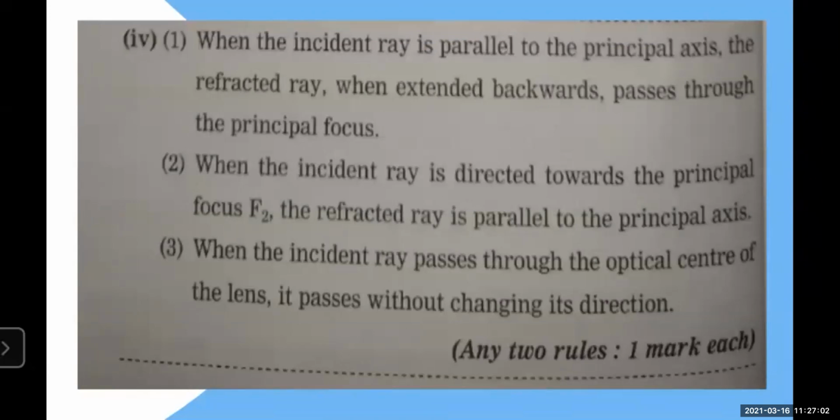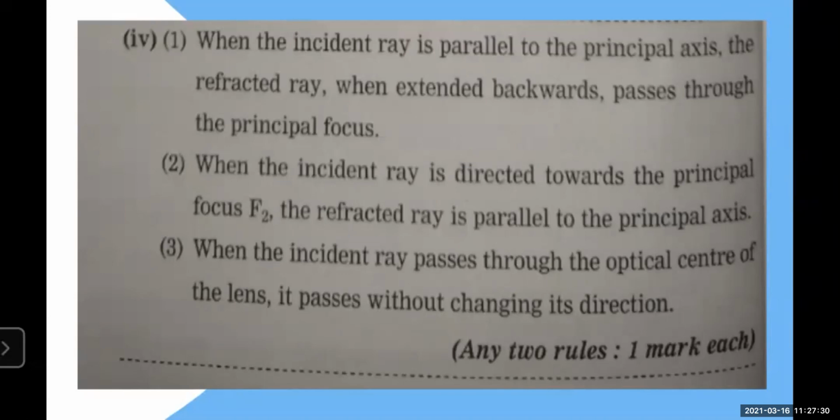First point, when the incident ray is parallel to the principal axis, the refracted ray, when extended backward, passes through the principal focus. So remember the key point: if the incident ray is parallel to the principal axis, it goes to the principal focus.